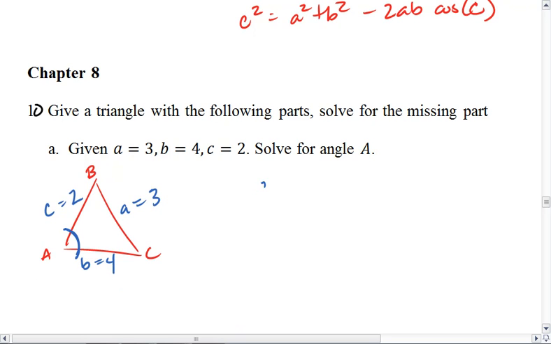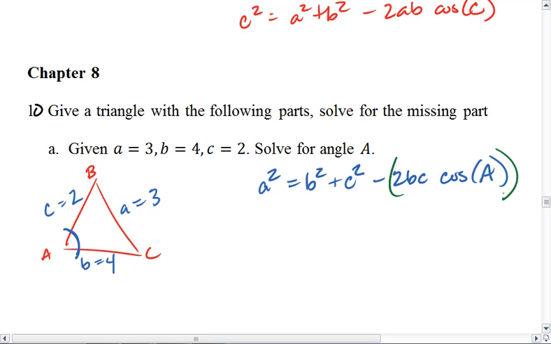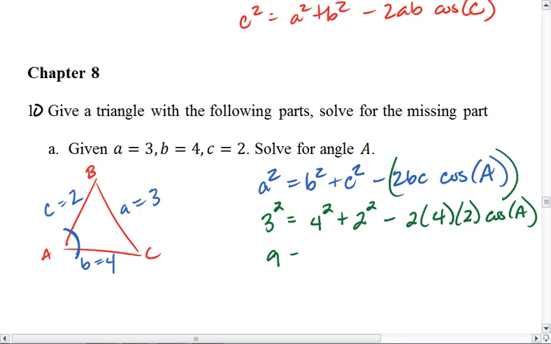So I get that a squared equals b squared plus c squared minus 2bc cosine A. Please make sure that you group this whole bit together at the very end. A lot of times students will mess up the signs on that. I get 3 squared equals 4 squared plus 2 squared minus 2 times 4 times 2 cosine A. This gives me 9 equals 16 plus 4 minus 16 cosine A.